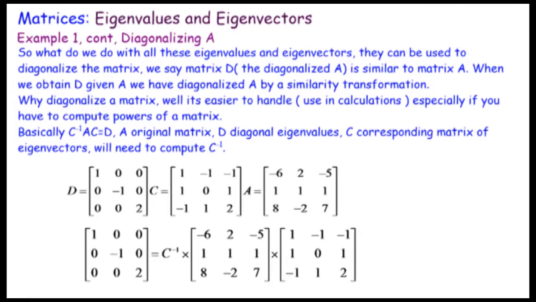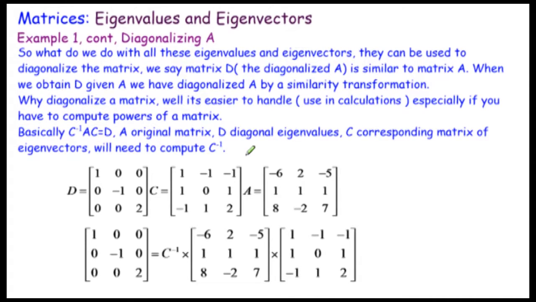What are we going to do with all these eigenvalues and eigenvectors? Well, they can form different matrices, and they help us diagonalize a particular matrix A. You might ask why you would want to diagonalize a matrix. Basically, it's much easier to handle a diagonal matrix, especially if you're going to compute powers of a matrix. There are lots of uses of these ideas in speech recognition and facial recognition software.